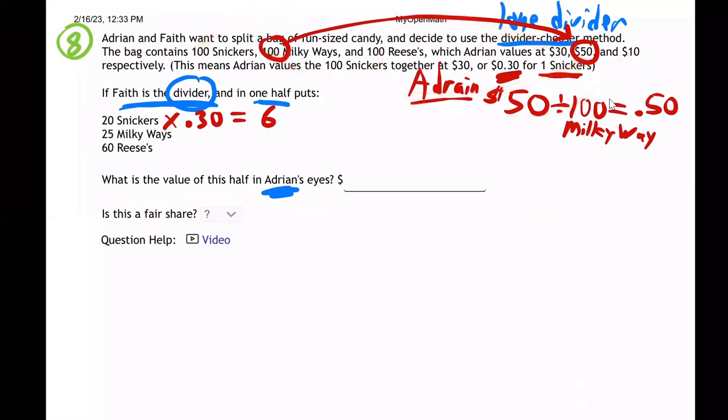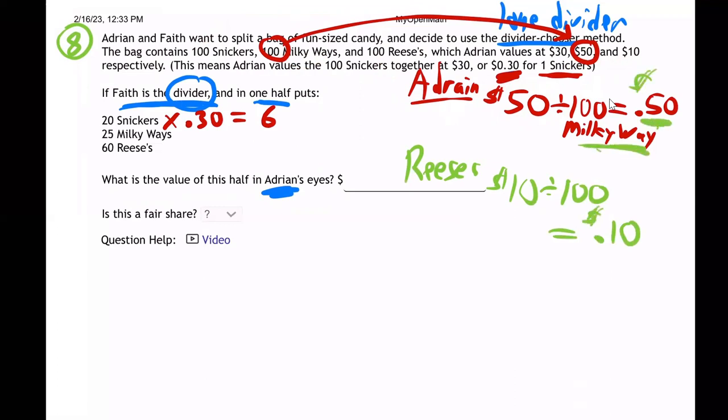Now let's do the Reese's. He says those are worth $10, and there's 100 of those. Divide by 100, you get 10 cents each. So Adrian thinks that the Milky Ways are worth 50 cents each, and the Reese's are worth 10 cents each. See how I came up with that? I took $10 for all the Reese's, divided by the 100 of them, so 10 cents each.